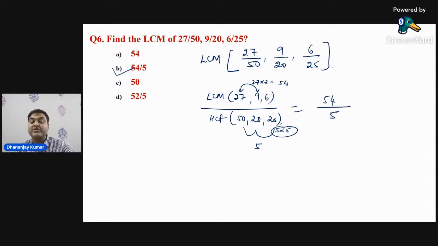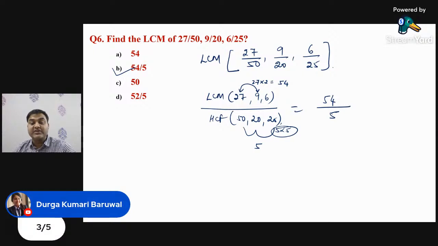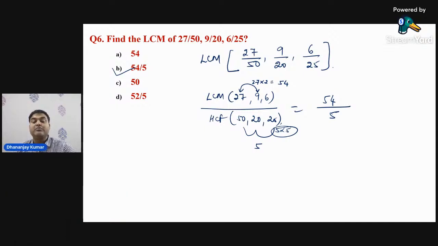Durga, there is a mistake, my friend. You have written 3 by 5, but the LCM of 27 by 50, 9 by 20 and 6 by 25 will be 54 by 5. What has happened? You have taken the HCF of these three numbers. What I have told is, when the LCM of fractions has to be found, you find the LCM of the numerators and the HCF of the denominators. What you have done is found the HCF of both parts. Done?